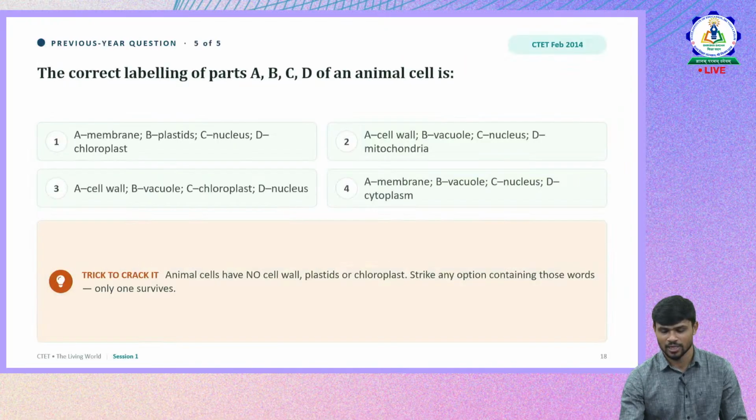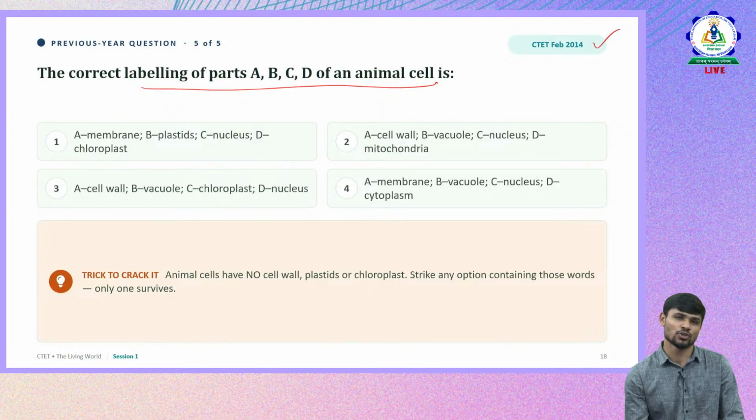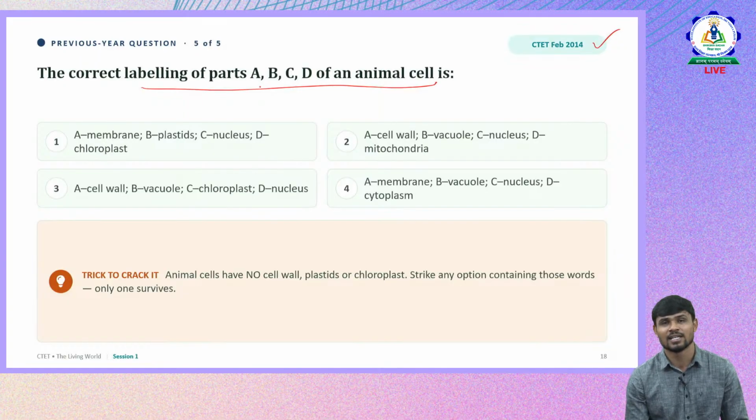And let us move to one more question from the previous year. This question is: the correct labeling of parts A, B, C, D of an animal cell is. This question is a little different. The diagram is not shown here, but this is to tell you what kind of questions will be asked in CTET. The question is about the correct labeling of parts A, B, C, D of an animal cell.